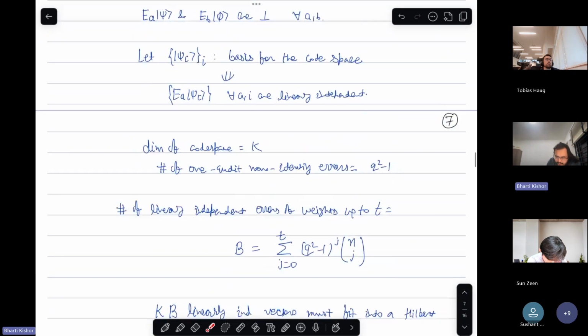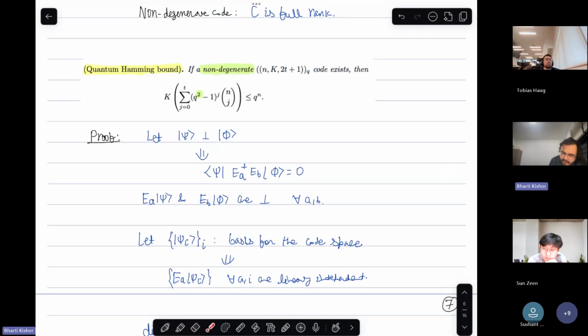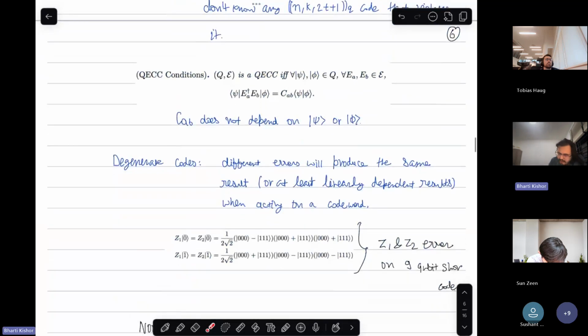Yeah. Oh, by the way, I need to give you the proof of this quantum Hamming bound. Okay, so let's look at the proof of the quantum Hamming bound. For that, first look at the quantum error correction conditions.